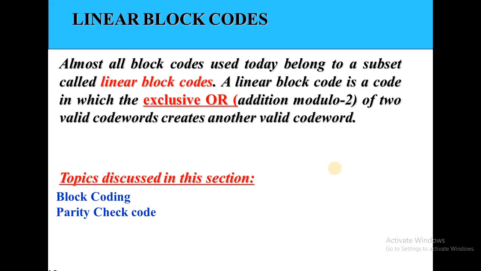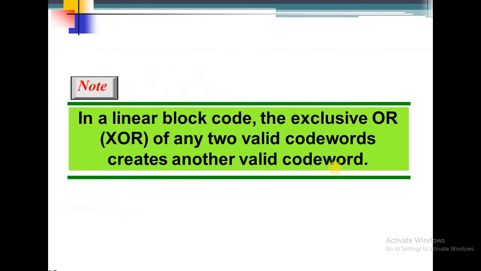Almost all block codes used today belong to a subset of linear block codes. A linear block code is a code in which the XOR operation, that is, modulo 2 arithmetic, of two valid code words creates a new code word. If you perform the XOR operation on two code words, it will create a new code word. Here we are going to study block coding and the simple parity check code.